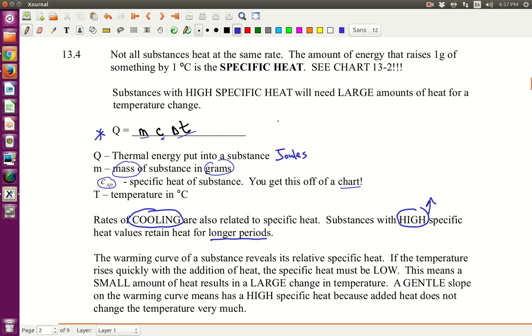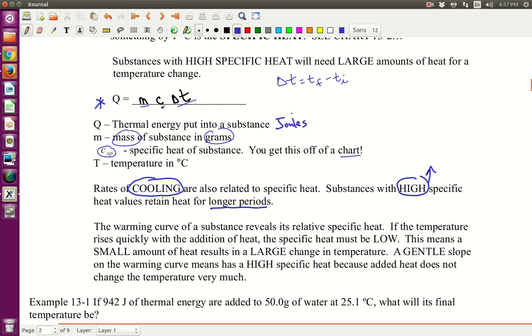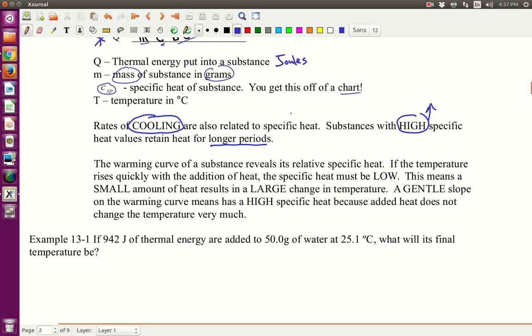MC and the delta T, and remember that delta T is the change in temperature, and that's the final temperature minus the initial temperature. Okay, now we talked about that, but one thing I want to make sure I pointed out is that the rates of cooling, this portion right here, are also related. If you have a high specific heat, that means your C is a big number, then it's going to take a long time for it to cool off. So specific heat means it takes a lot of energy to get it warm, and it takes a lot of time for that energy to get in, so it also takes a lot of time for it to get cold.